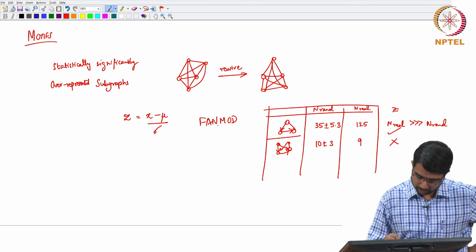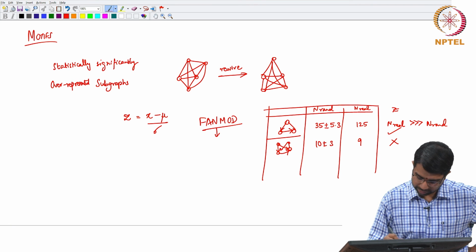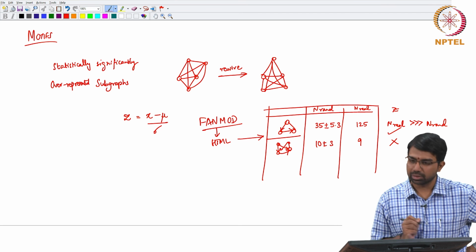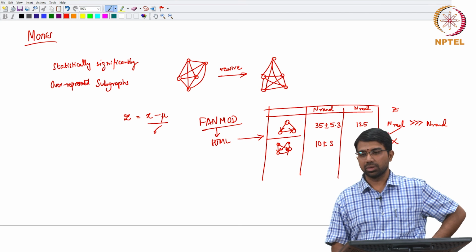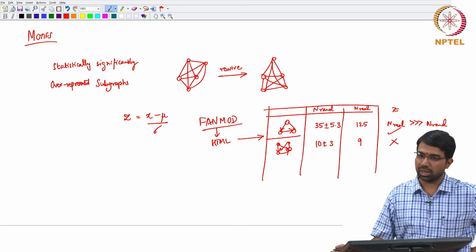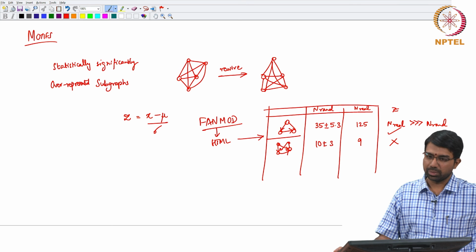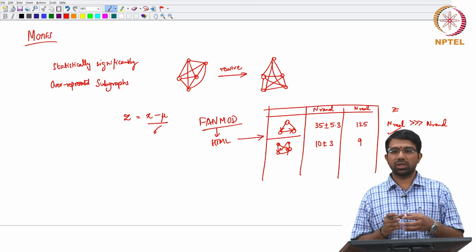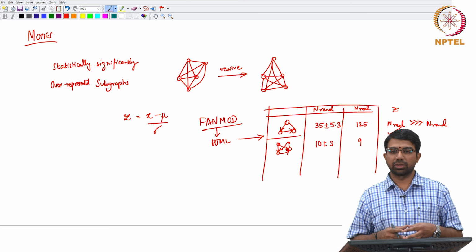So, this FANMOD tool basically generates some HTML files which will give you tables such as these. You can throw any network at FANMOD, it works only on Windows though. Okay. So, I think this more or less brings us to the end of network biology.